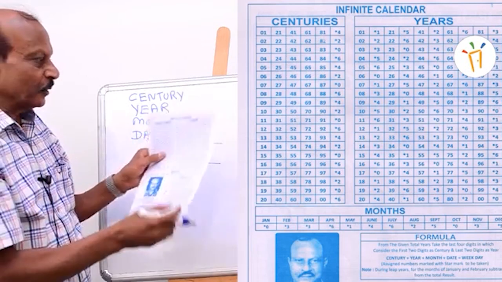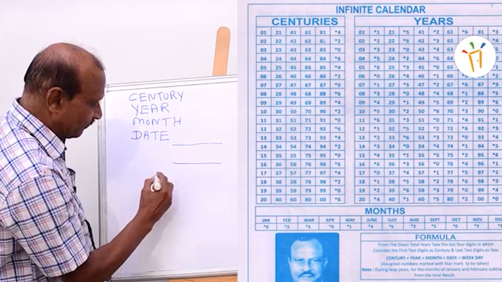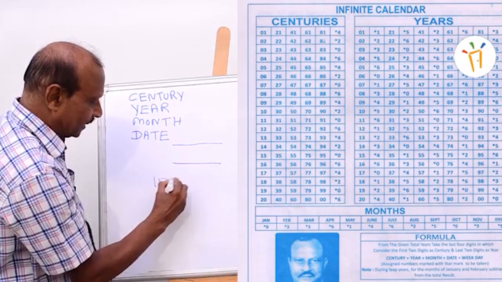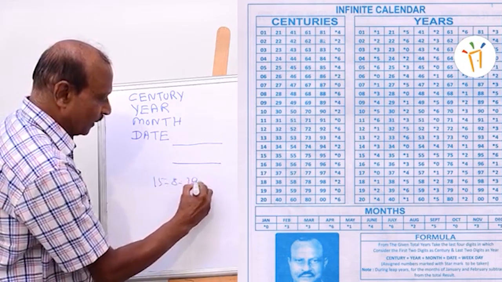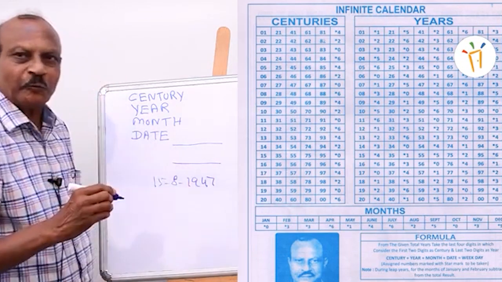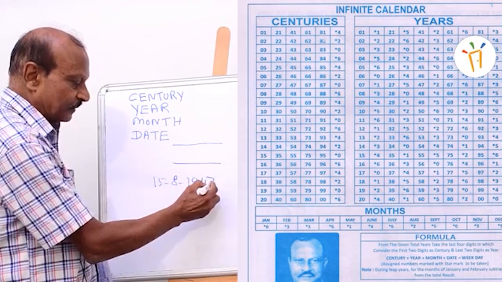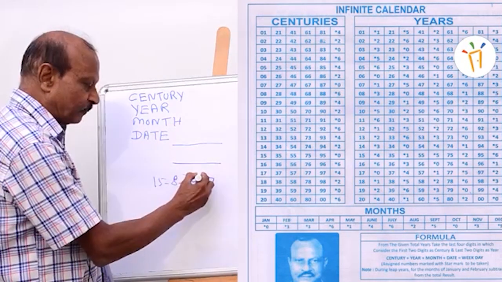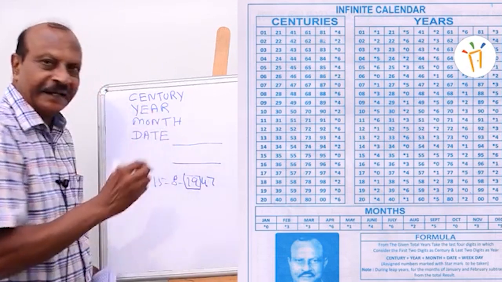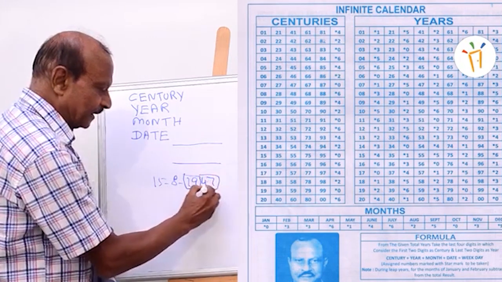So how to find out? You can find out on what day Independence Day comes. 15th August 1947. You want to find on which day your Independence Day comes. How to find this from this calendar? So for 1947, the first two digits we treat as century, and the second two digits we treat as year.